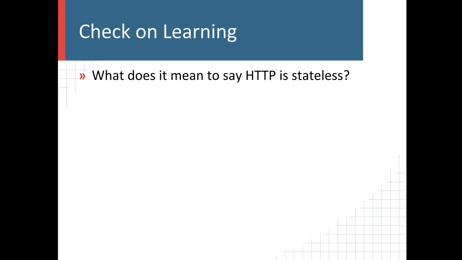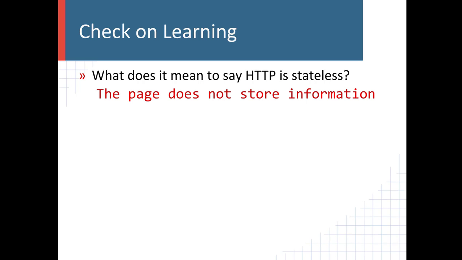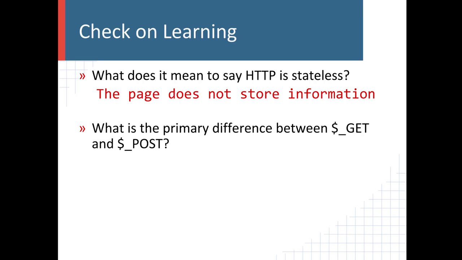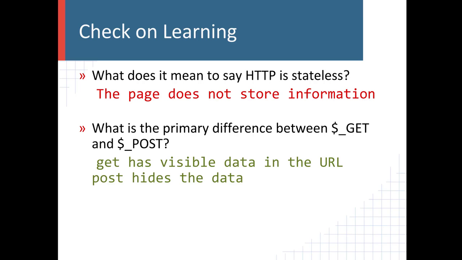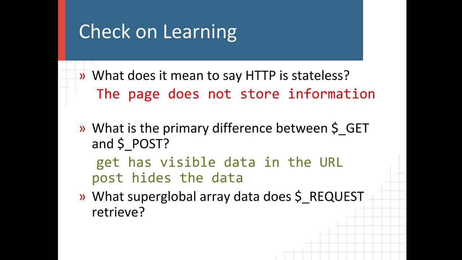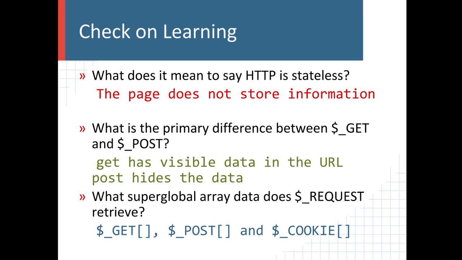So let's check on your learning. What does it mean to say that HTTP is stateless? The page does not store information. What is the primary difference between get and post? Get has visible data in the URL while post hides the data. What superglobal array data does request retrieve? Get, post, and cookie in that order.